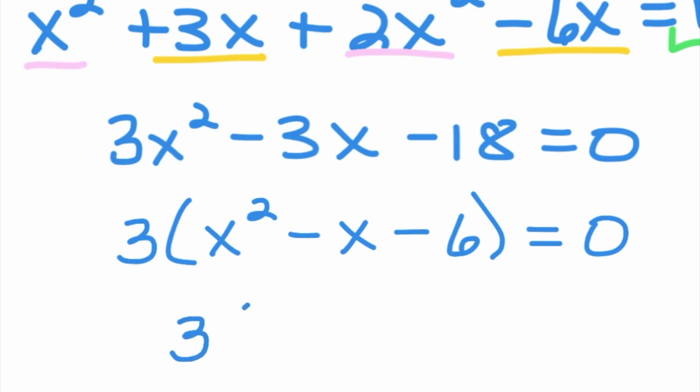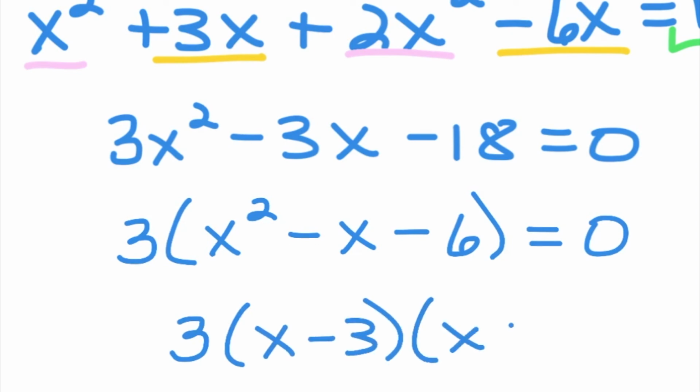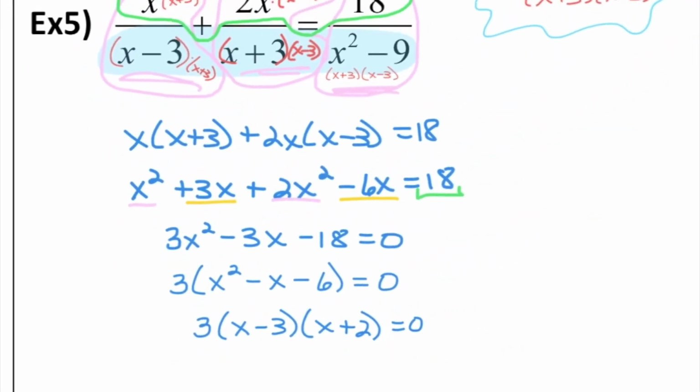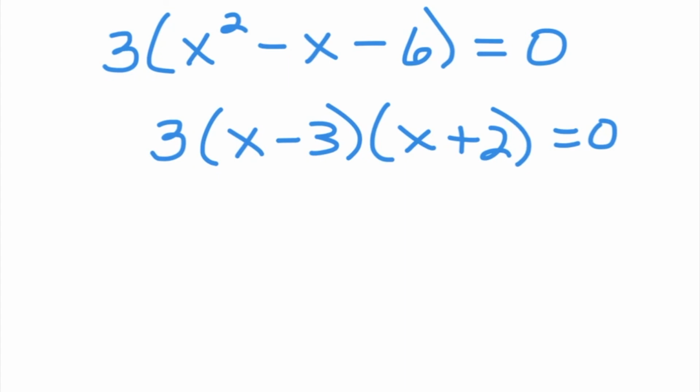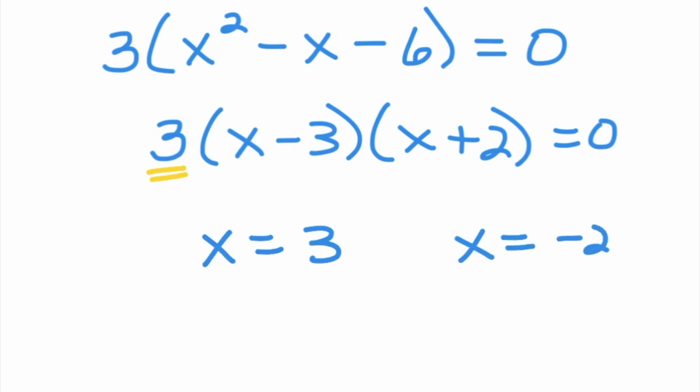And when you're done, you should get 3 times (x minus 3) times (x plus 2) equals 0. Now, when you have a multiplication problem set equal to 0, remember that you take each part or each thing multiplied and set each equal to 0. But if it's a number that's being multiplied, like the 3 here, obviously 3 can't equal 0, so you don't bother with that. So your two answers for this equation are x equals positive 3 and x equals negative 2.